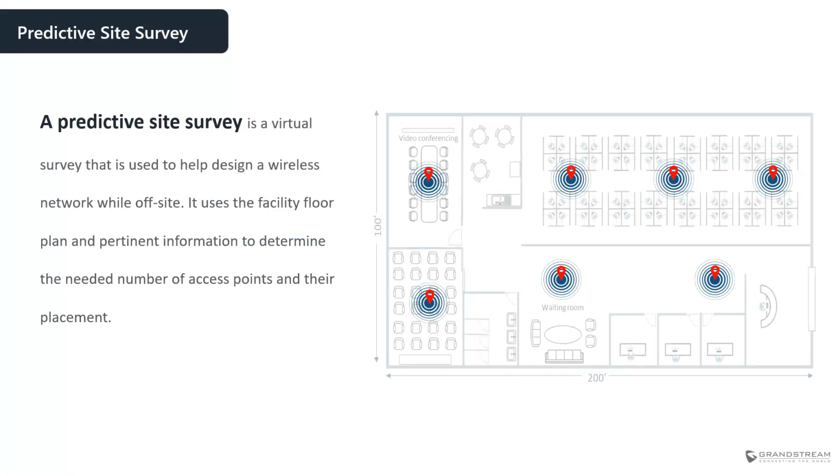And the type of site survey that we're going to be talking about today is predictive site survey, which is a virtual survey that is conducted off-site, and it uses the facility floor plan or blueprint and some relevant information to determine some useful results, such as the number of access points needed and their optimal placement. This type of site survey is usually completed with a software tool that simulates the signal coverage based on the information you feed into that tool.